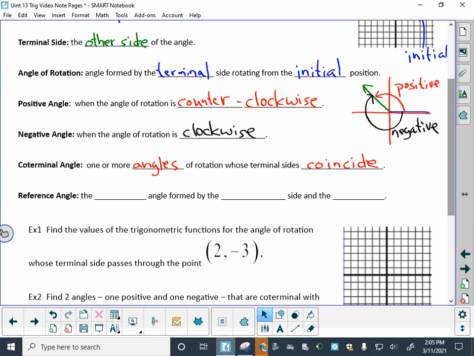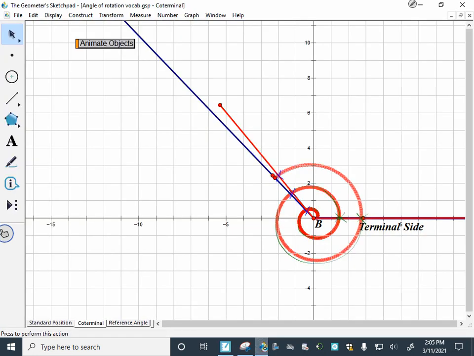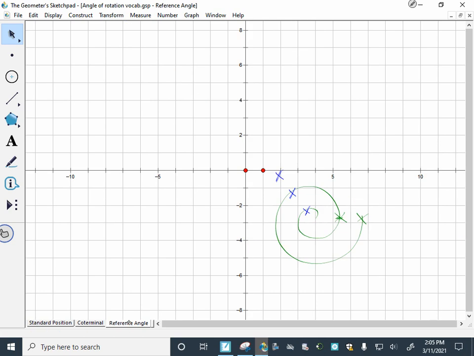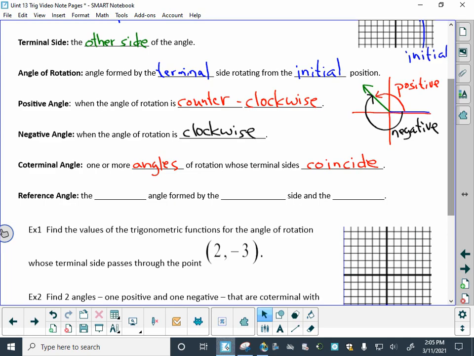And then a reference angle. I'm not sure I have this necessarily in there yet. Nope, I didn't draw any angles in there yet, and I got other stuff going on here. So let me go back to this, and we'll talk about what a reference angle is.